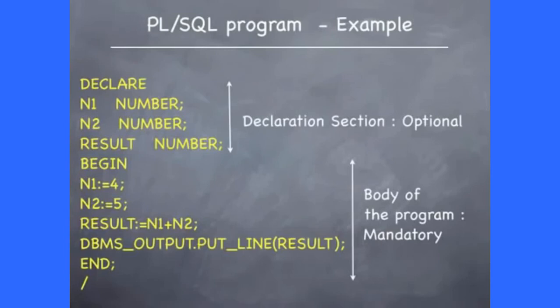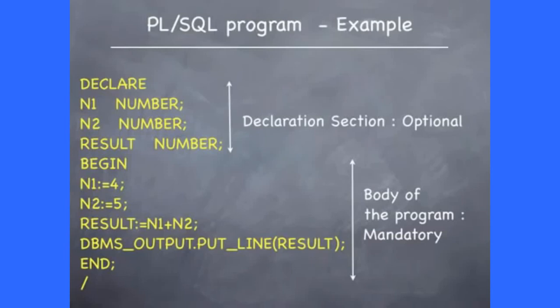Here the program that I have just discussed has been displayed with two sections. The first section is everything between the words declare and begin. This section is called the declaration section of the program, and this section is an optional section. It is optional because not all programs have variables to declare.